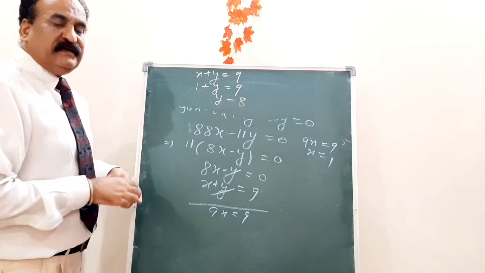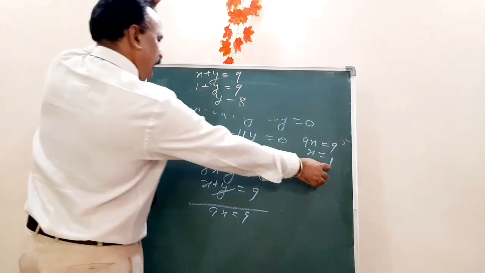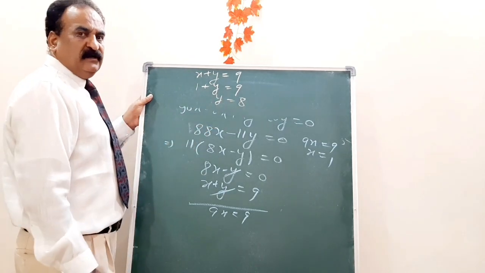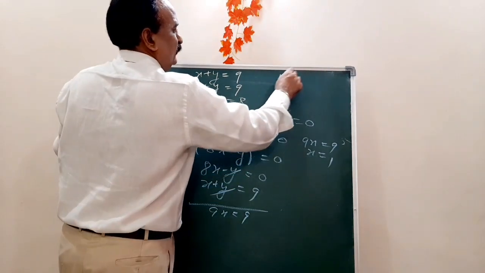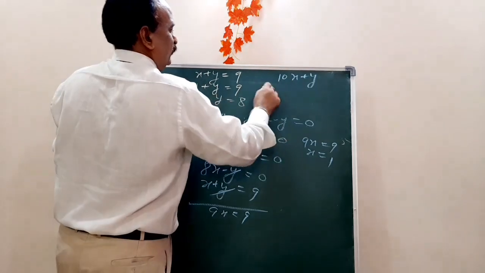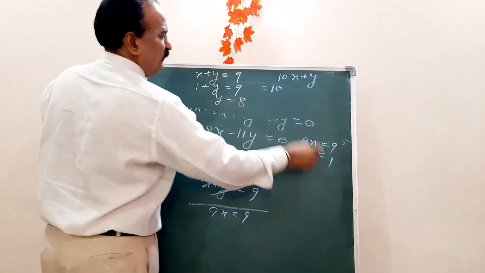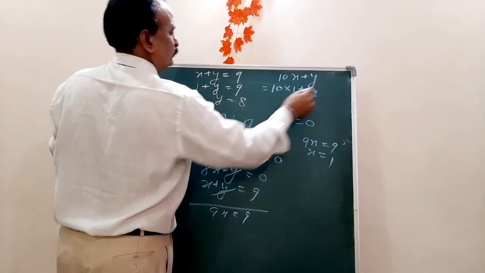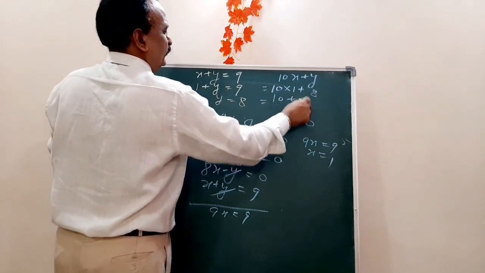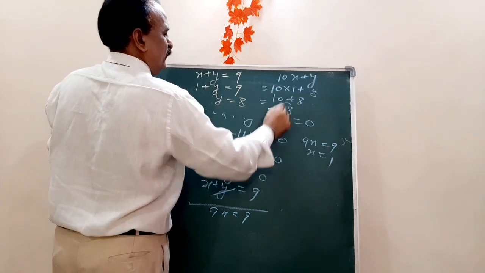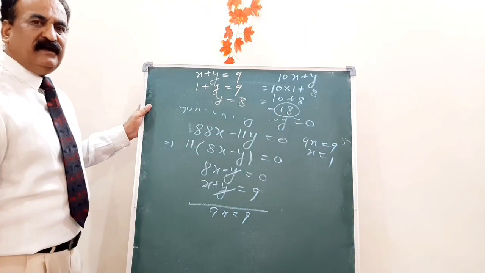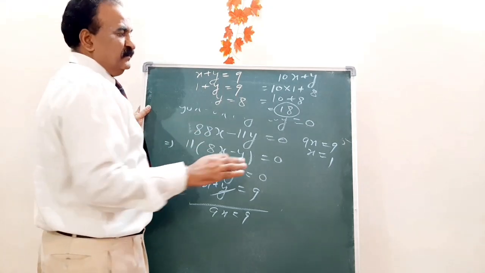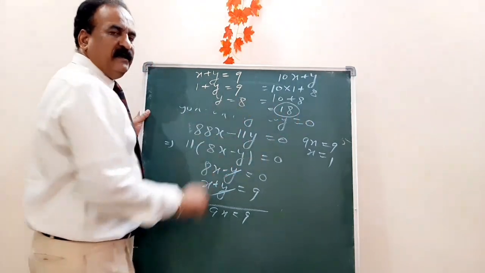Now what is the digit at the tens place? x is the digit at the tens place and y is the digit at the unit place. The number is 10x plus y. So 10 into x, which is 1, plus y, which is 8. 10 plus 8 is equal to 18. It means the number will be 18. And if the digits are interchanged, the number will be 81.